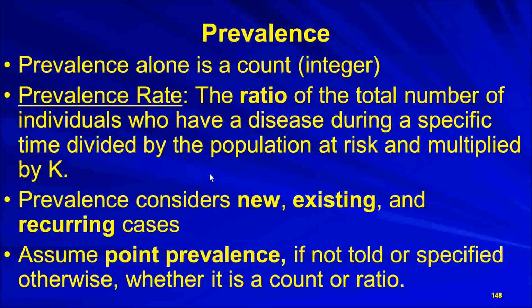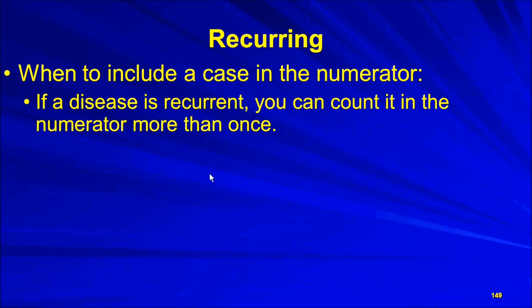Okay, if not specified, assume point prevalence, if it's not indicated otherwise, whether it's a count or a ratio. So recurring: if a disease is recurrent, you may count it in the numerator more than once.